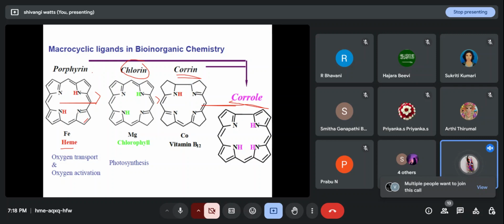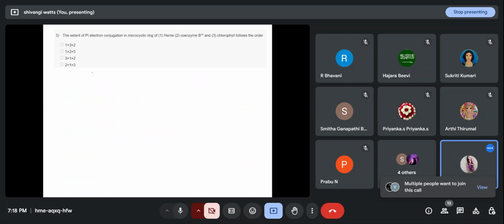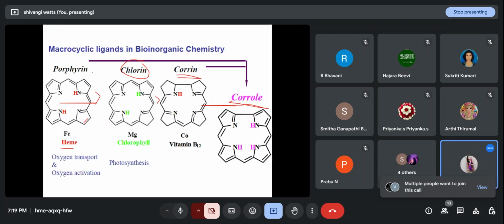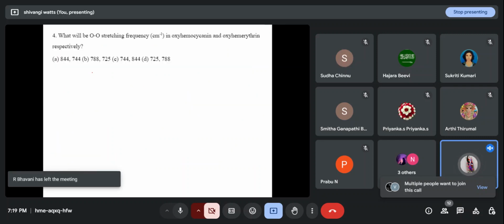So according to the question, option A is the right option, right? 1, then 3, and then 2. You have to remember that porphyrin, then chlorin, then corrin, and then corrole. I think this question has been asked in UGC NET also, so it is good that you remember it. After that, we will move to the next question.